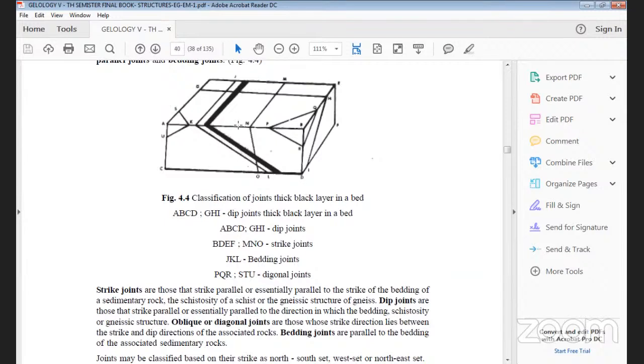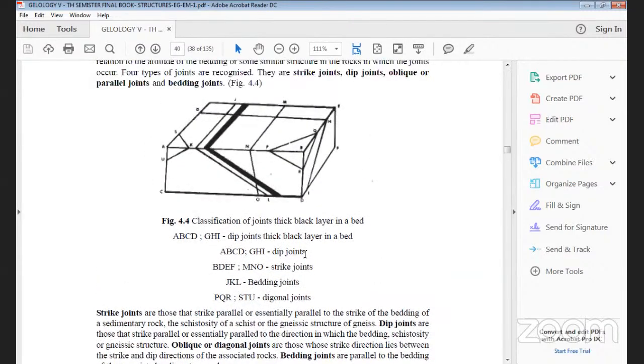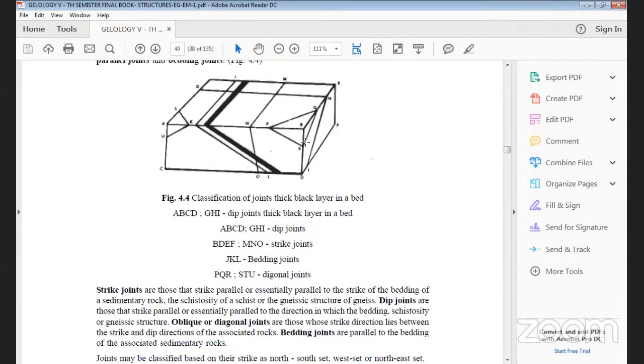G, H, and I, it is a dip joint. And B, D, E, F, where it's M, N, and O, these are strike joints. J, K, and L are bedding joints in the same formation.